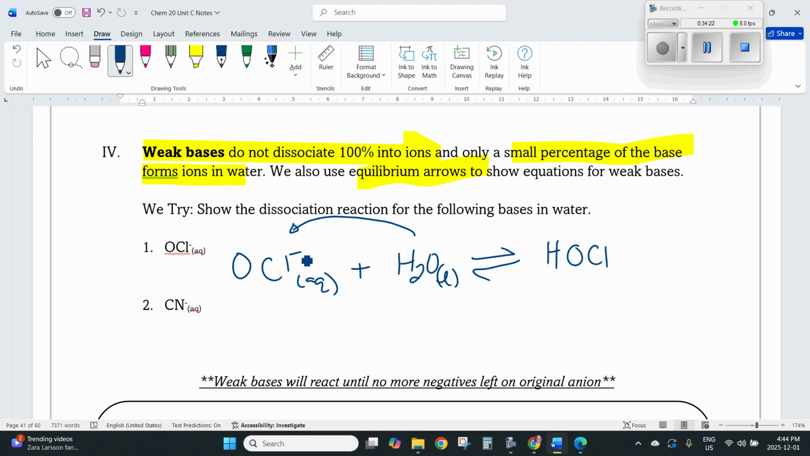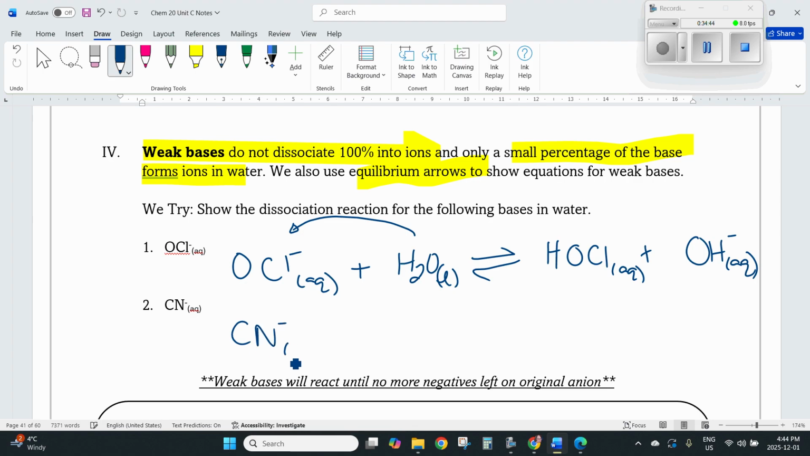Your bank account was at a -1 here. Now you're adding a hydrogen ion, which is a positive charge, so that balances it out to a 0. So now I have HOCl aqueous plus water lost one H, so we get our hydroxide ion, which is created in all of your bases.